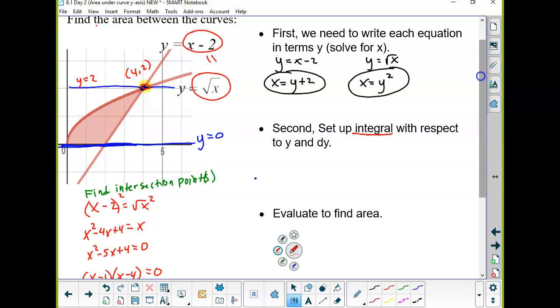So the next thing we need to do is set up the integral with respect to y. So the bounds are going to be the lower y value to the upper y value. We'll go from 0 to 2. And we always take the right minus the left. So when we change our thinking to the horizontal y's, now it's which one is the furthest to the right.